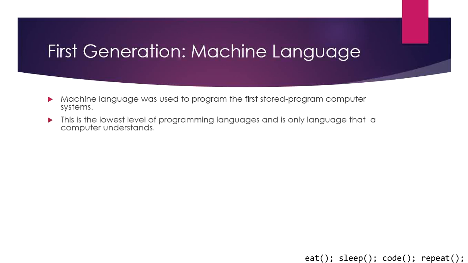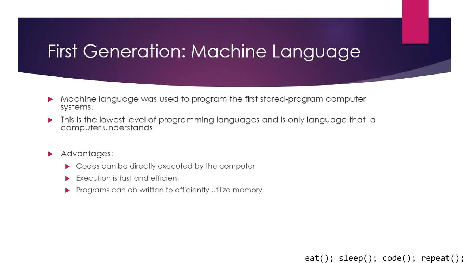Okay, so this is the lowest level programming language, and it is the only language that a computer understands. Okay, of course, machine language is the only language which a computer understands. What our compilers and editors do is convert our language into machine language. But this was the first generation language, which was just machine language. Do you understand? So what are the advantages? Yes, there were some advantages. What were they?